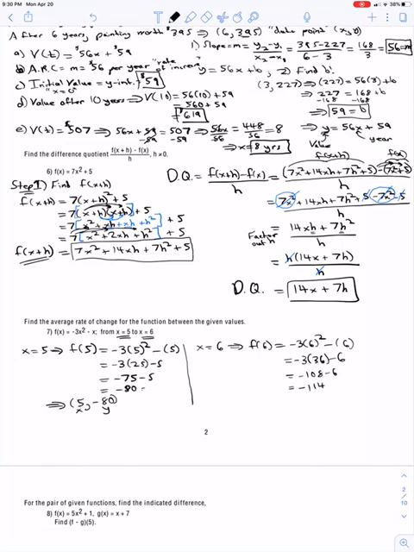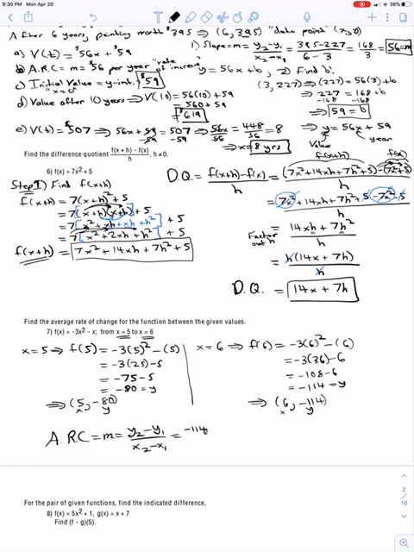So again, there's my output, my y value. So that means we have an ordered pair. When x is 6, y is negative 114. So here's, again, x and y. So the average rate of change, let's go calculate that. ARC, right, equal to our slope: y2 minus y1 over x2 minus x1. So change in y, let's plug that in.